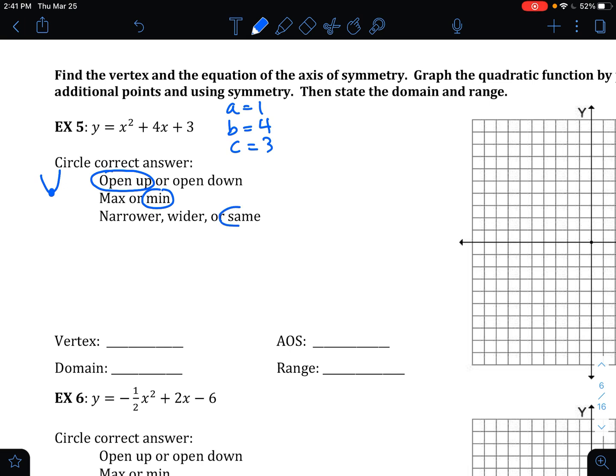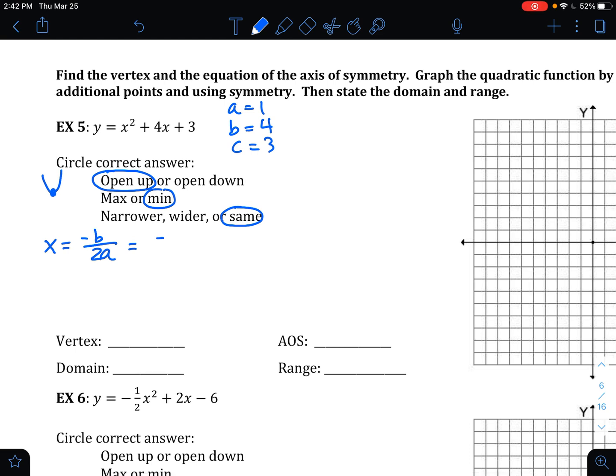And a is 1, that's the same as my parent. I have to calculate my vertex. So x equals negative b over 2a. Negative, and then b is 4, over 2 times a is 1. So that's negative 4 over 2, which is negative 2.